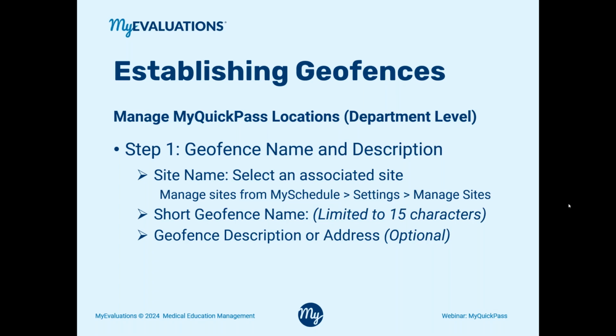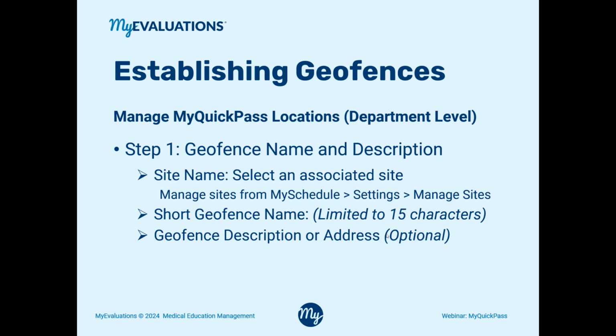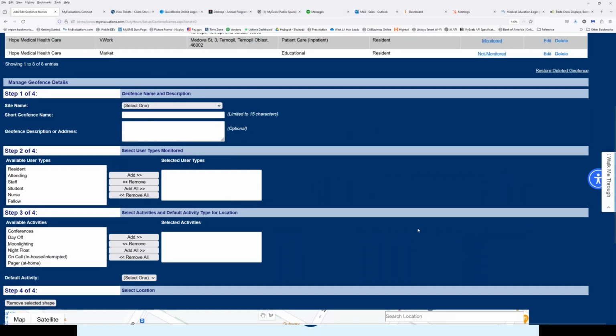I'm just going to show you really quick what I meant. These are the short names that are displayed. And the next is an optional step, to put a geofence description into the system. You don't have to put a description, but that's the next step. So let's go through that.